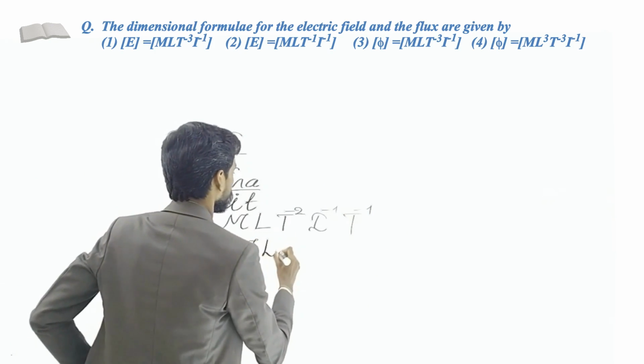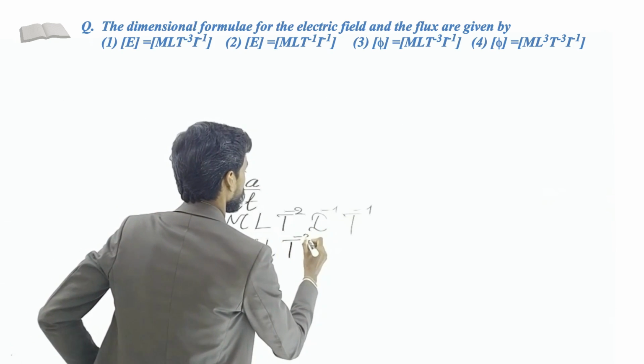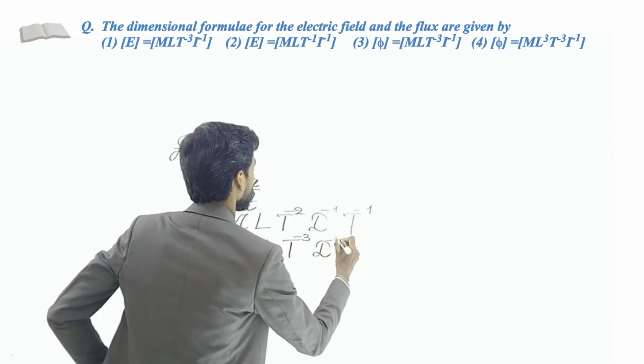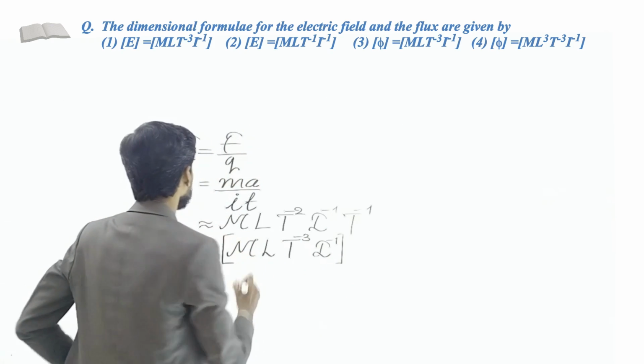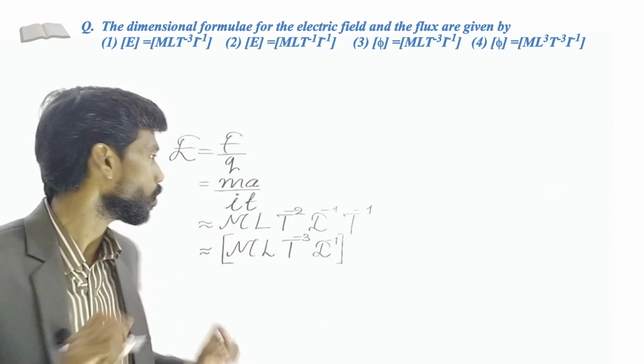L T to the power minus 3 and I to the power minus 1. So that's all. So this is the dimension of the electric field. Do you understand? So that is the dimension.